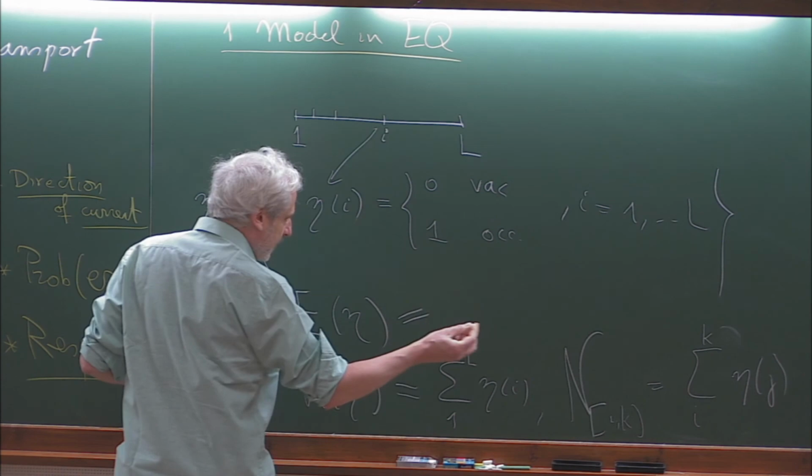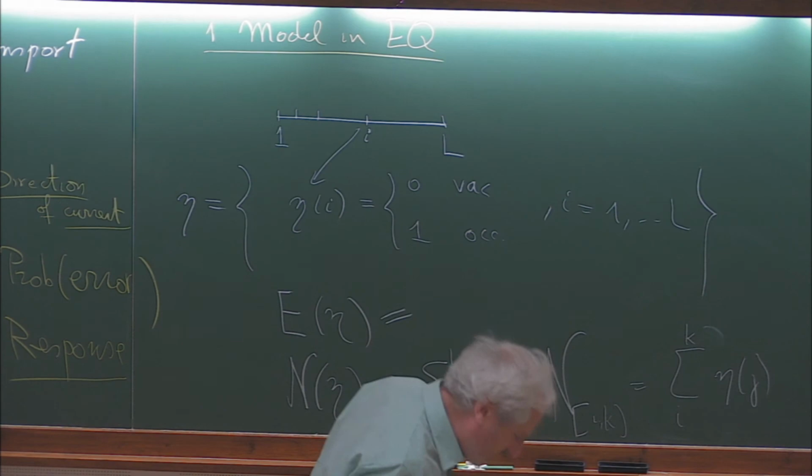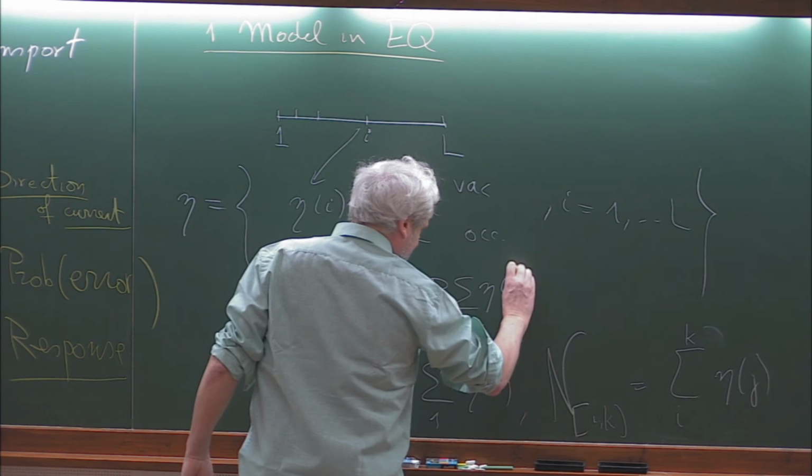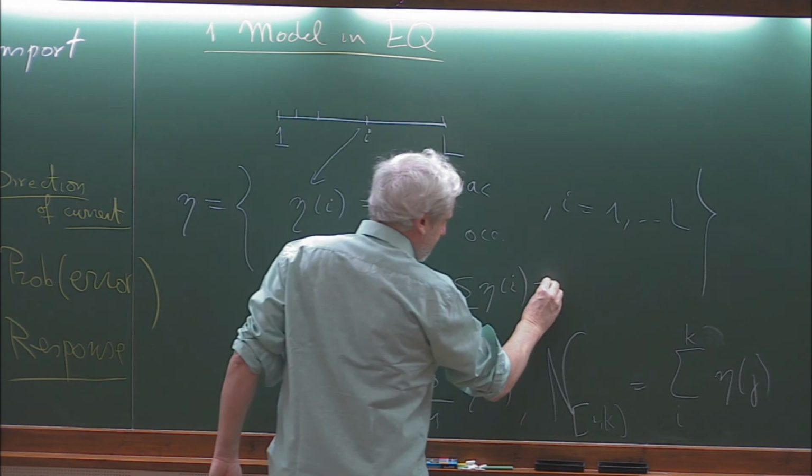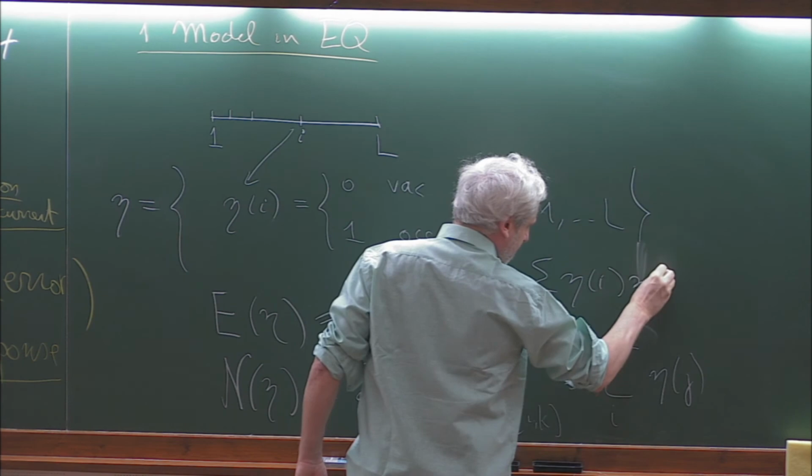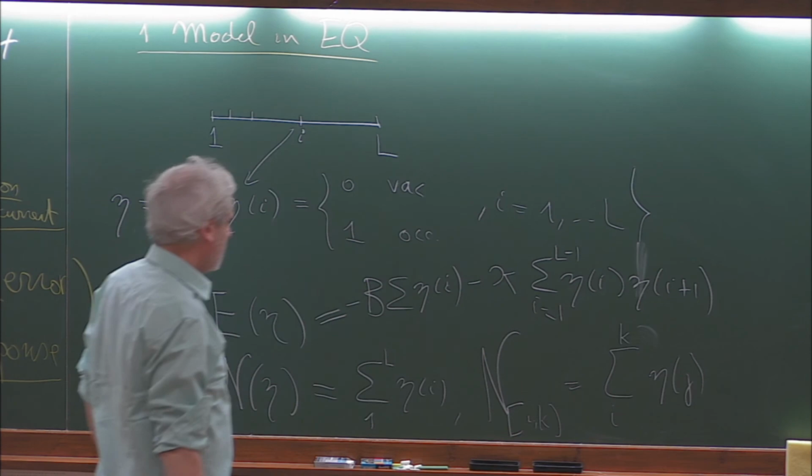And this example is important and not important. Let me explain how. So I take just the sum of the eta i's, which is the number of particles, multiplied with some constant b. And then I have some interaction, which is nearest neighbor, eta i times eta i plus 1, with i going from 1 to L minus 1. Okay? Now, there are two parameters, which is nice always.